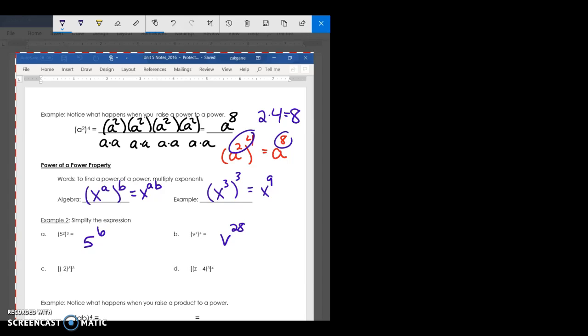Okay. Here my base is -2, so we want to leave that in parentheses. And that's raised to the 5th and then to the 3rd power. 5 times 3 is 15.